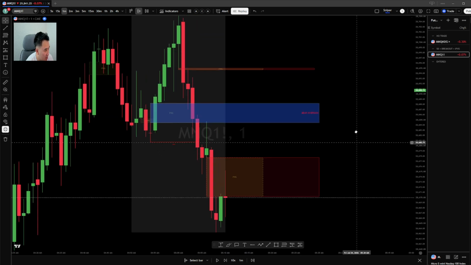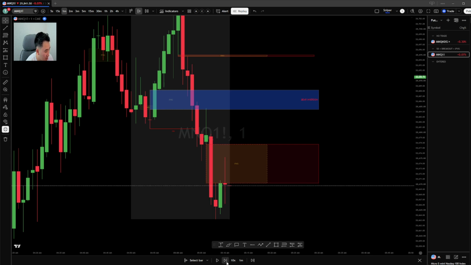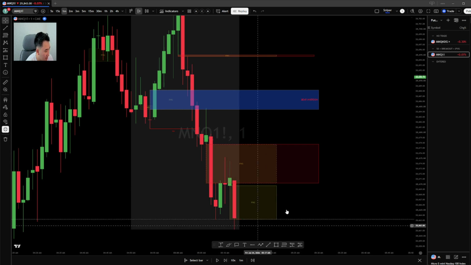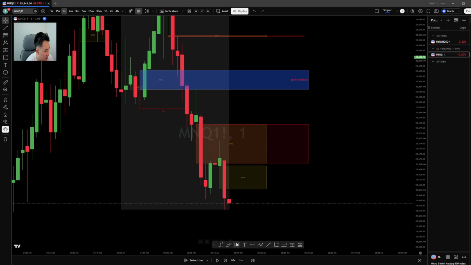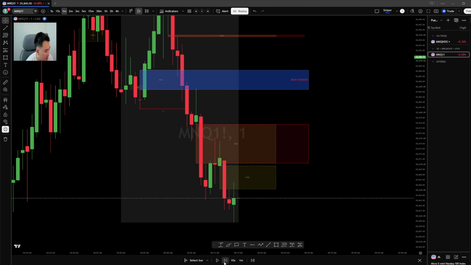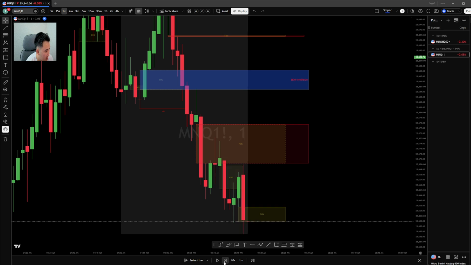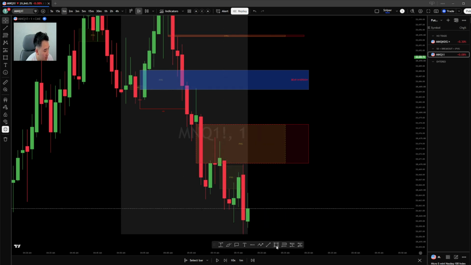And when it breaks through, pay attention to where the candle body closes. So it has to close outside of it. All right, so this one didn't close outside, it's still respected. Okay, same thing with this bearish FVG right here, still being respected.